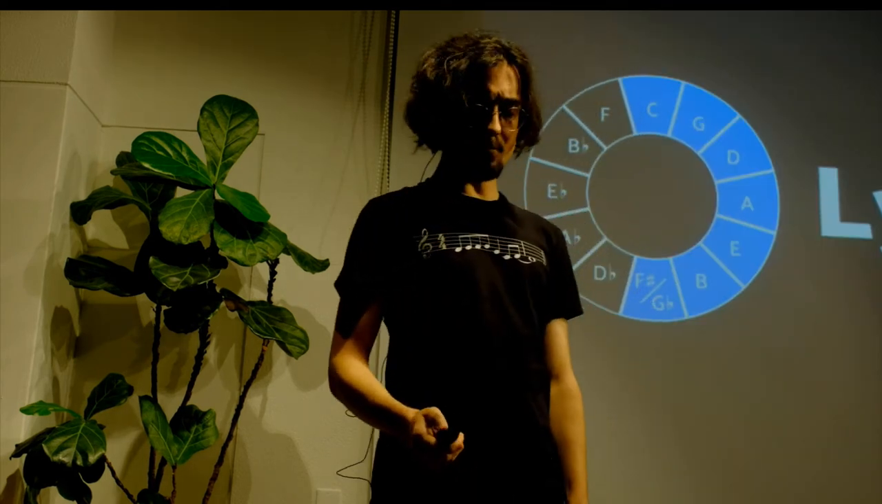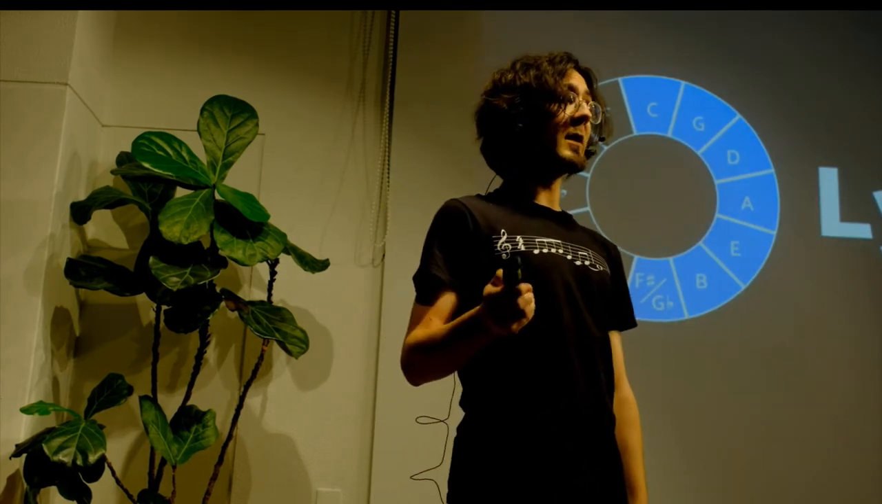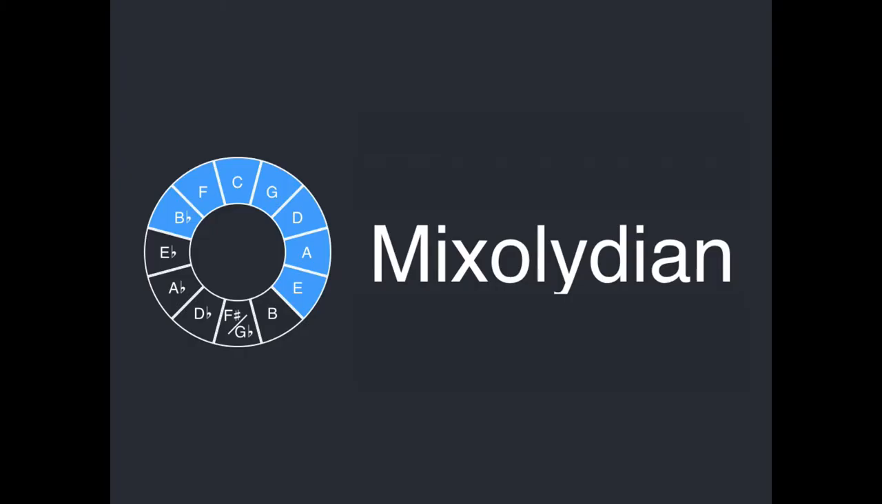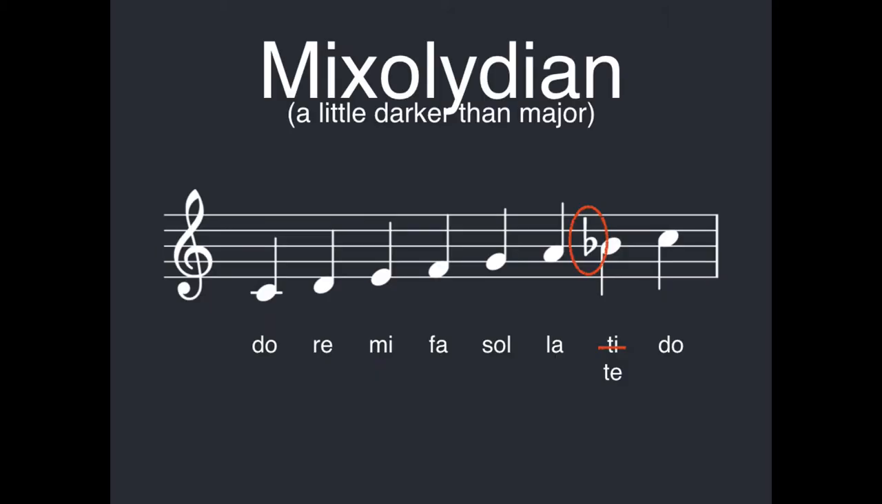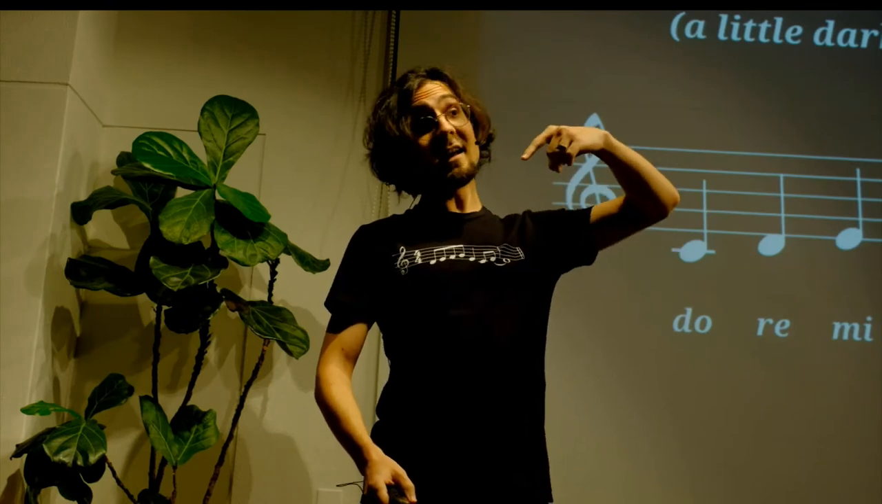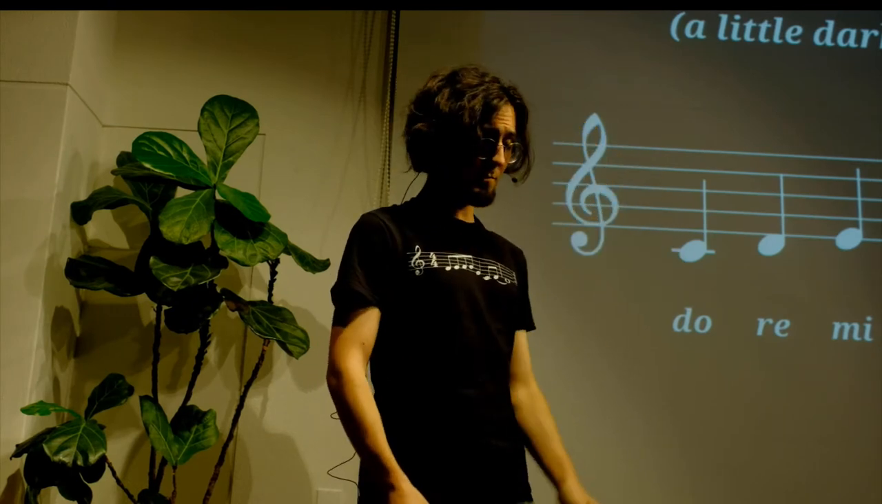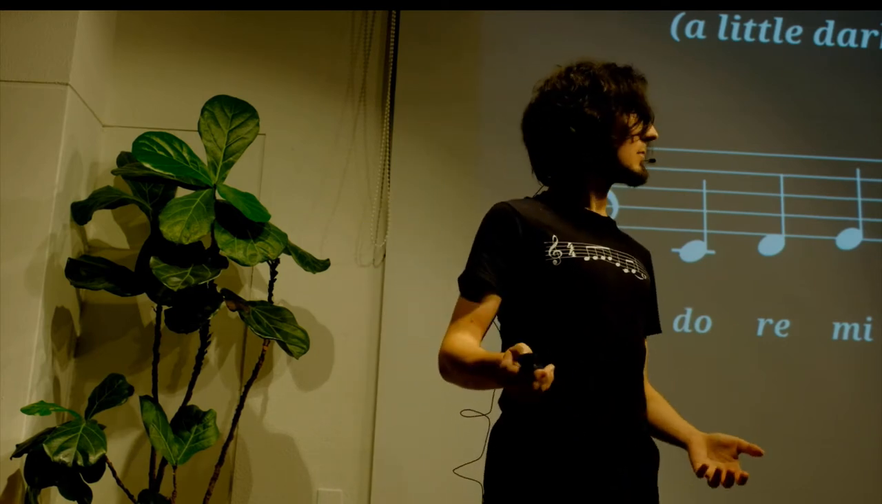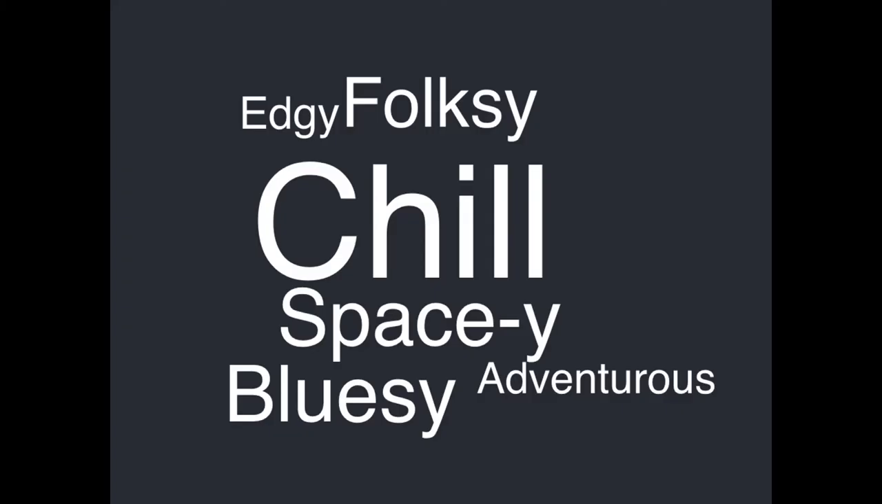Okay. That was the Lydian mode. Moving on, we're going to go next to a mode a little bit darker than major, called Mixolydian. So compared to the major scale, this has a flat 7 in it. Sounds like this. Do, re, mi, fa, sol, la, te, do. That seventh degree makes the scale sound a little more chill. A little spacey, maybe, a little bluesy.